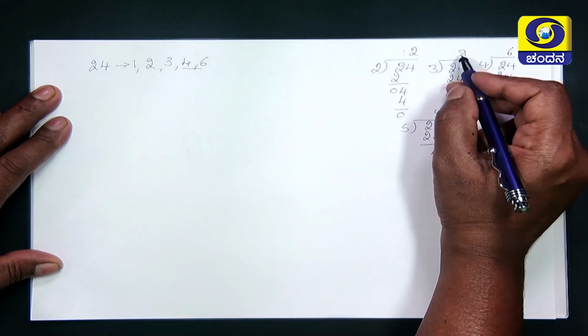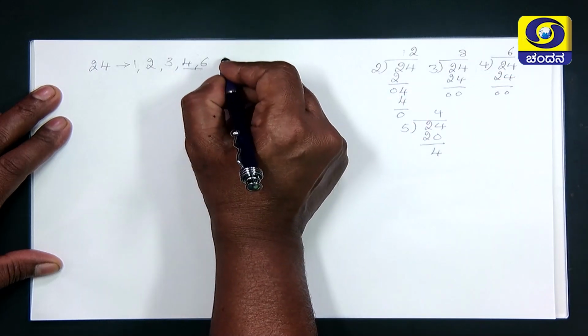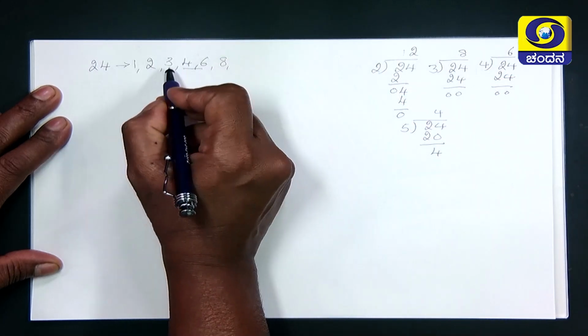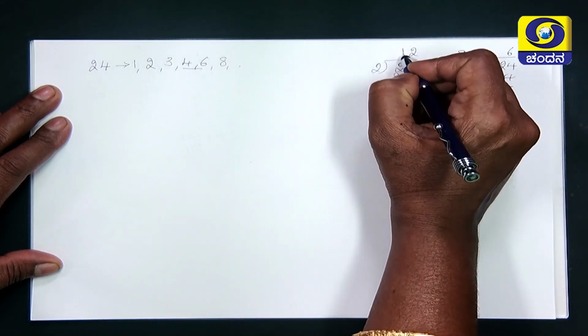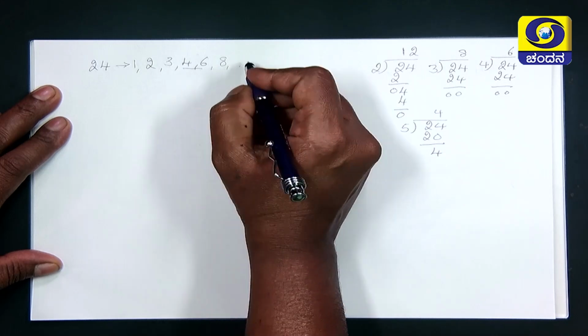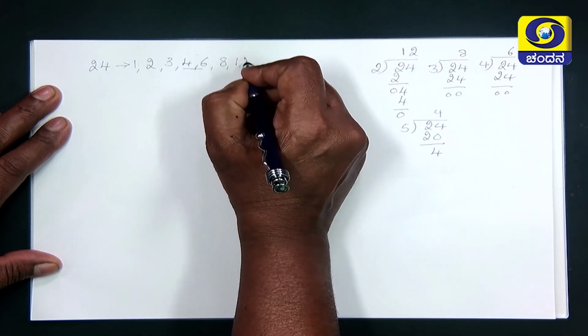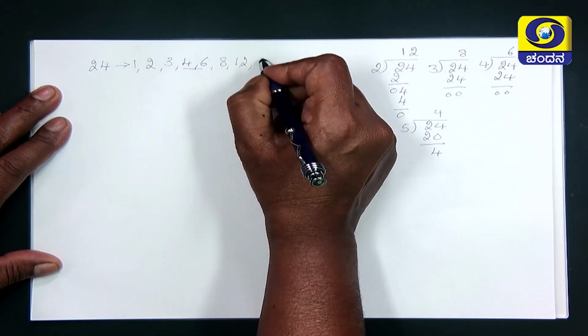Next 8, 3 8s are 24, yes we can write here 8. Next is 12, we divided, 2 12s are 24, after 8 we can write 12, last is 24.